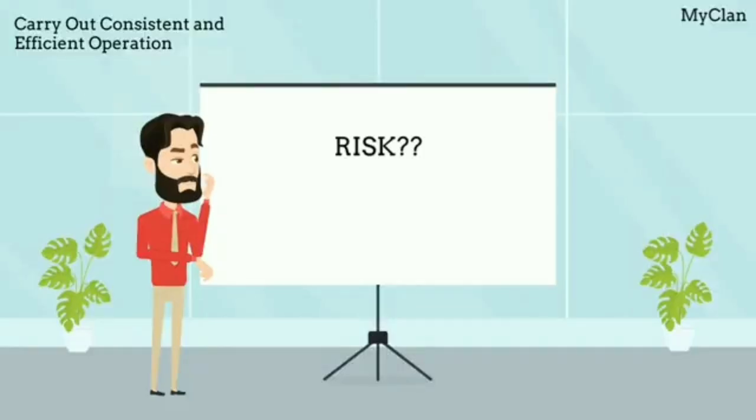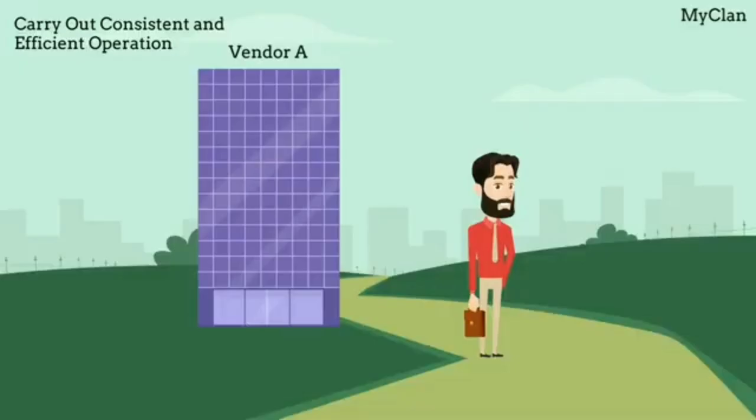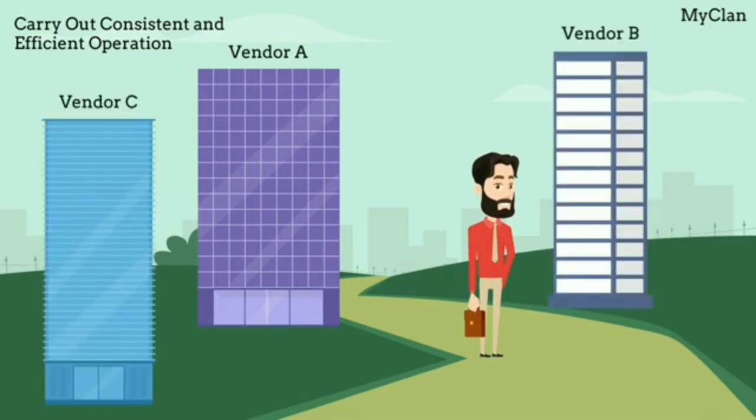Carry out consistent and efficient operation. While planning for risk management, an organization can find out risks which could cause business to operate incorrectly. For example, if an organization is dependent on only one vendor to obtain certain material, and if that vendor is not able to supply the material on time, it will lead to inconsistent and inefficient operations. In risk management, the organization will find more than one vendor to obtain their material.